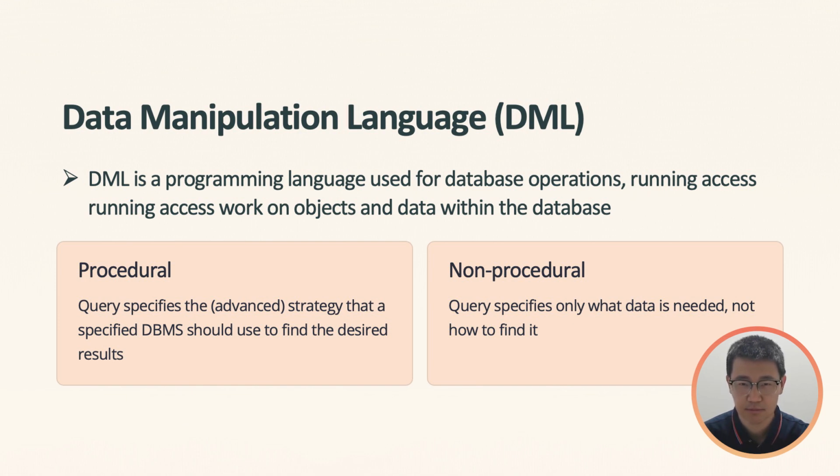The first type is procedural. This means that, for instance, the query specifies the DBMS search strategy. The second type is non-procedural. This simply specifies what data is needed without defining the process of how it's fetched. SQL is a non-procedural DML. You specify what you need. For example, get an ID and a name from a table, but you don't manage how the system retrieves it.